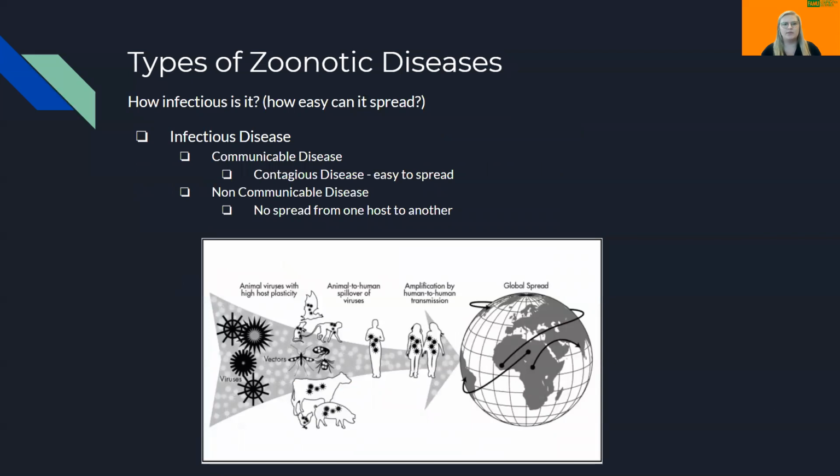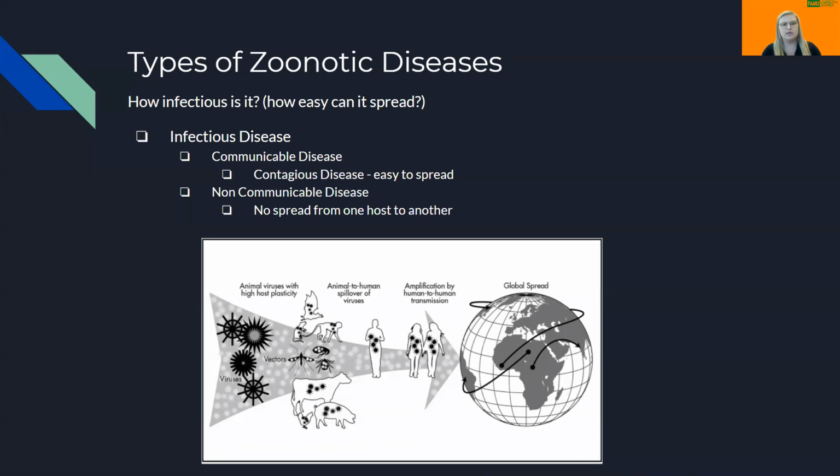Types of zoonotic diseases. So how infectious is it? Means how easily can it spread? So you have different types of infectious diseases. So the first one's going to be communicable diseases, which are extremely contagious disease. So an example of that would be, say, the COVID-19 disease, which we've been talking about lately. So that one's going to be easily spread from one person to another, or an animal to another.